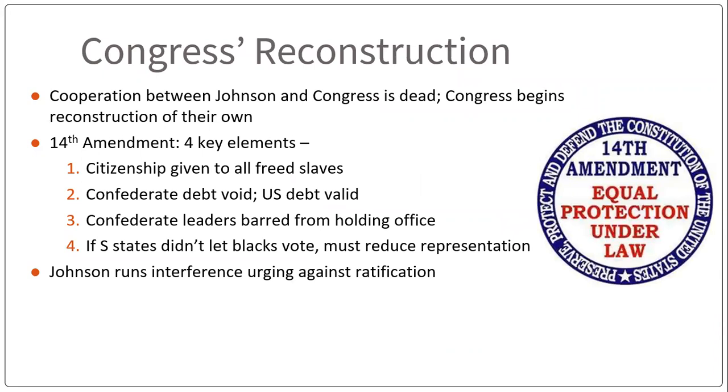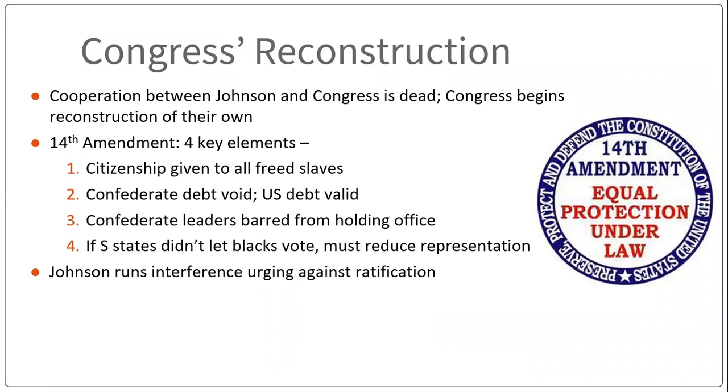All right. So congressional reconstruction. We're going to get cooperation between Johnson and Congress being dead. So Congress is going to just do their own thing, and the president's not really going to be able to do much about it. So this is how we get the 14th Amendment, which has four main things: citizenship for all freed slaves. Confederate debt is going to be void. It doesn't exist anymore. The U.S., so the northern states' debt, still holds. Confederate leaders are barred from ever holding office. If the southern states didn't let blacks vote, they would get less representation in Congress.